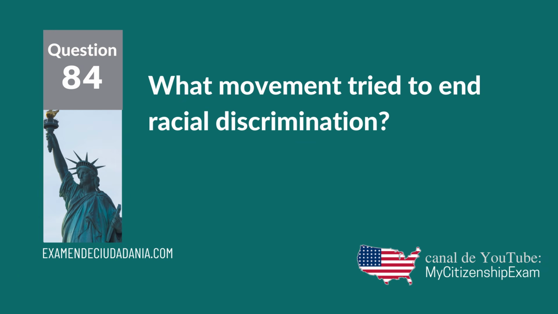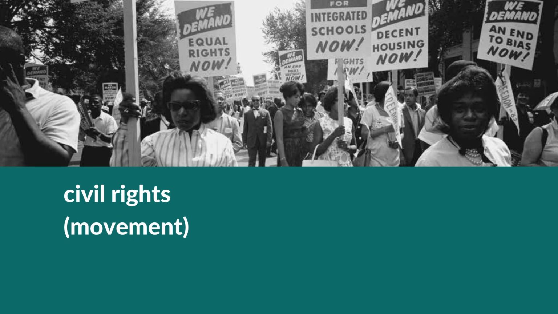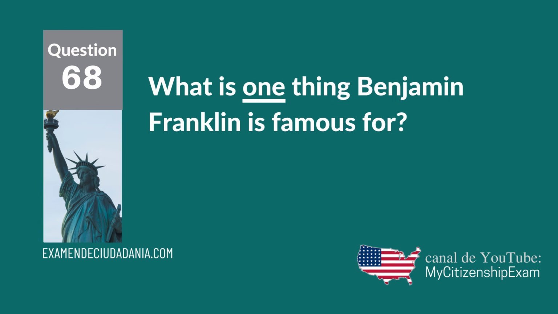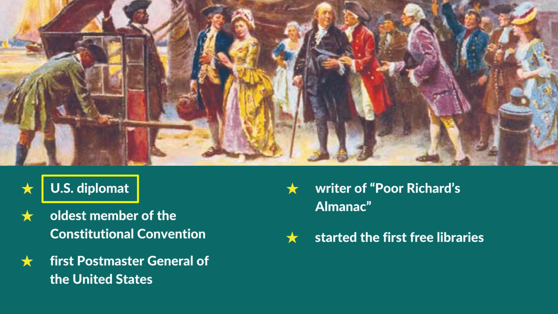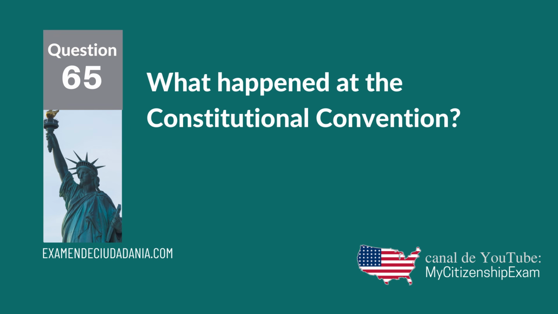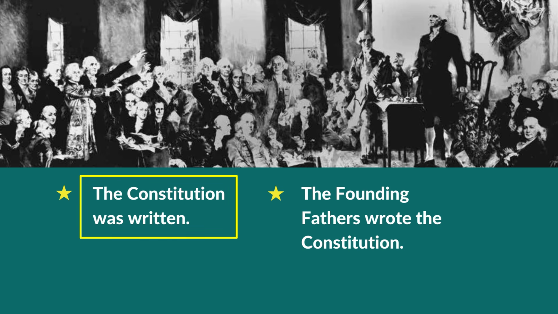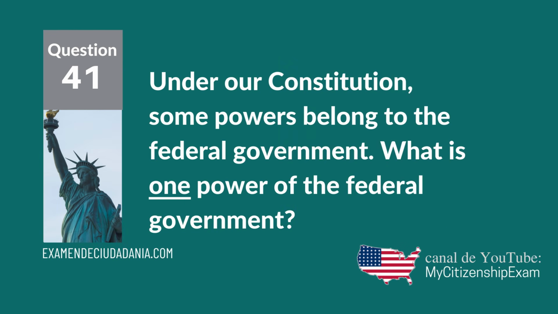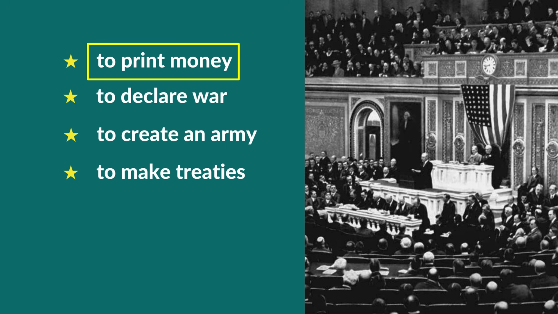What movement tried to end racial discrimination? Civil rights movement. What is one thing Benjamin Franklin is famous for? U.S. diplomat. What happened at the Constitutional Convention? The Constitution was written. Under our Constitution, some powers belong to the federal government. What is one power of the federal government? To print money.